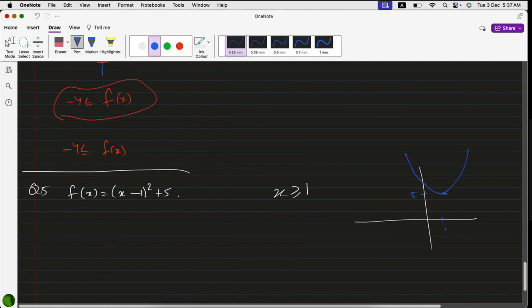This is the complete graph. But see, the domain limits from x 1 and upwards. So we don't need this in this case. So it starts from x 1 and moves on the right hand side. This is my sketch. Now I need the range of this sketch.